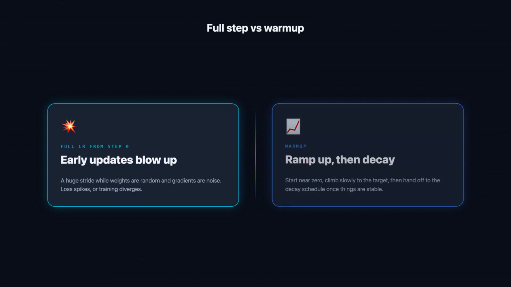Warm-up does the opposite. It starts the step size near 0 and ramps it up slowly to the target over the first stretch, then hands off to the normal decay schedule. Gentle early, confident later once the model has found stable ground.